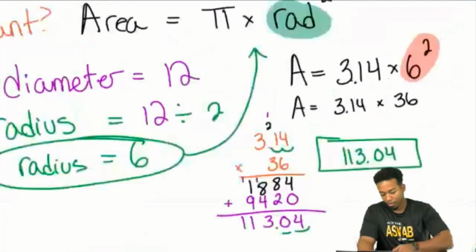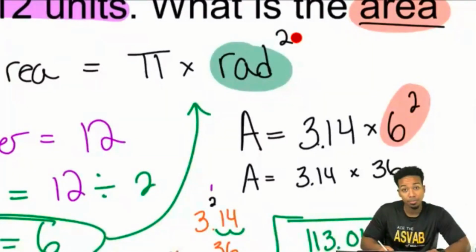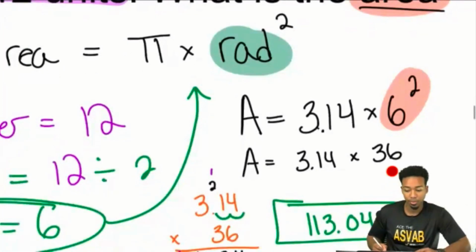So remember, the formula always calls for, it's not over 2. This is squaring. Remember, when the 2 is on top, you are squaring. So you're saying radius times radius, or 6 times 6. Yeah, I got the formula, Coach, but I thought it's pi times radius.